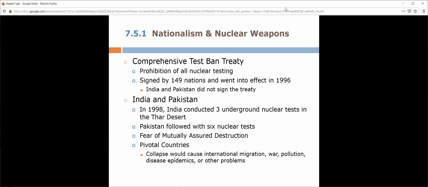Nuclear weapons testing ban. You can't test your nuclear weapons. You can't blow up your bombs to show off how powerful you are, right? 149 nations signed this. Noteworthy, India and Pakistan did not. Also, you could barely go a week without hearing about North Korea testing some missile, testing some bomb, right? But let's sidetrack North Korea and talk more about India and Pakistan.